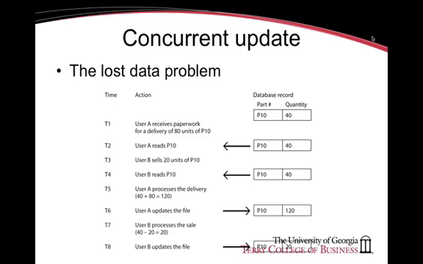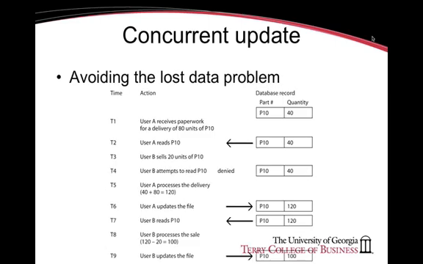The result is an inconsistent transaction or data being lost. To avoid the lost data problem, what transaction managers and database management systems can do is deny access to records that are being read by other users. In this case, the record is denied to user B who is attempting to access that information. This record can only be accessed after user A has released the transaction lock.